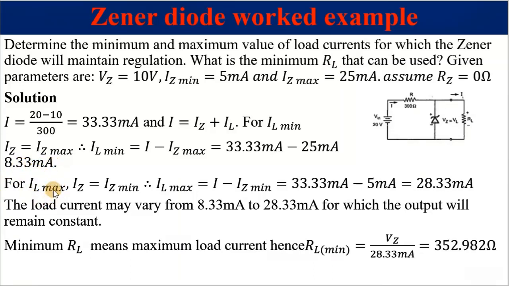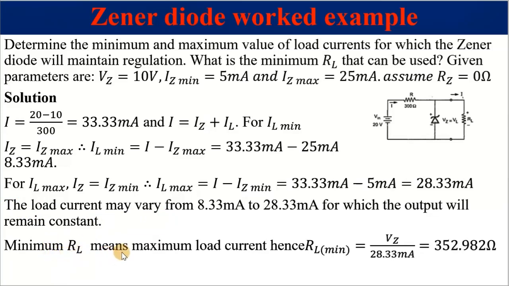To find maximum load current, which is the current through RL, it means this must be minimum because this is a constant. So to find maximum load current, we simply say I, which we have found to be 33.3, minus this, which we are given as 5 milliamps. So this is our maximum load current. So we have answered the first part. So this is the solution for the first part.